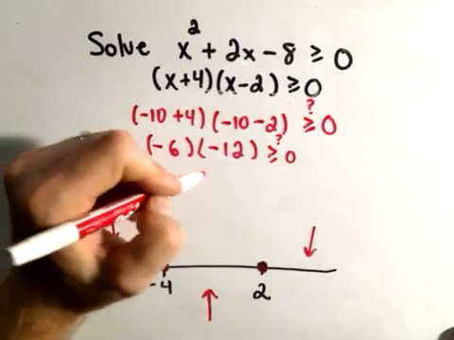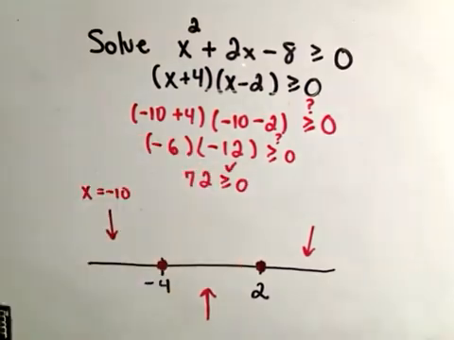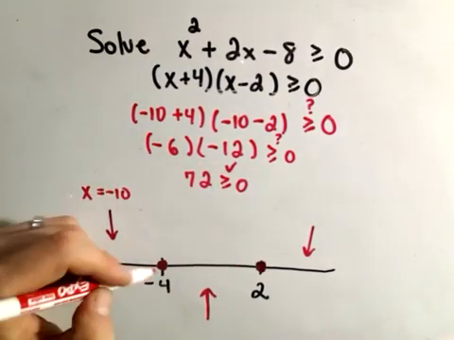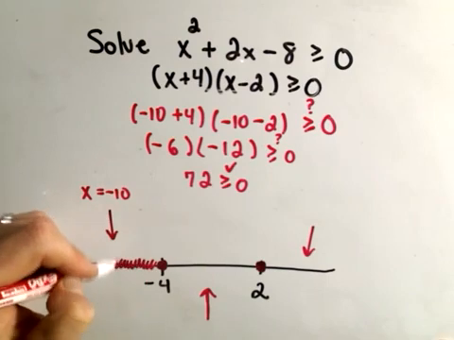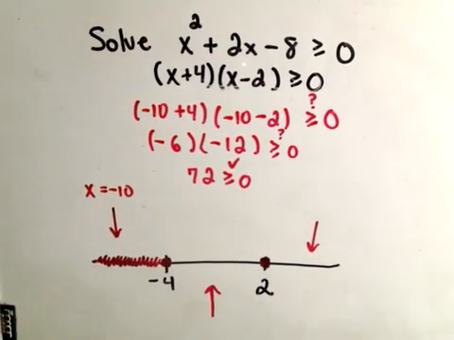Well, a negative times a negative will get positive 72. Positive 72 is certainly greater than or equal to 0. So that means everything less than negative 4 will be a solution for our inequality. So that part certainly works.